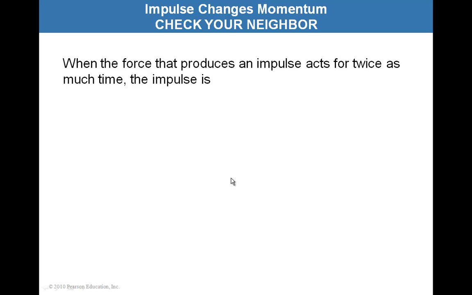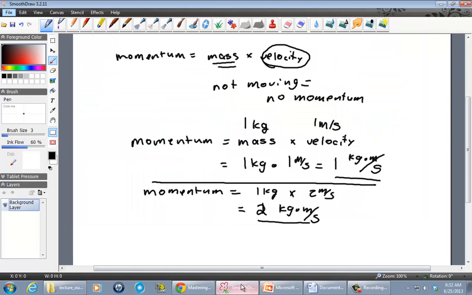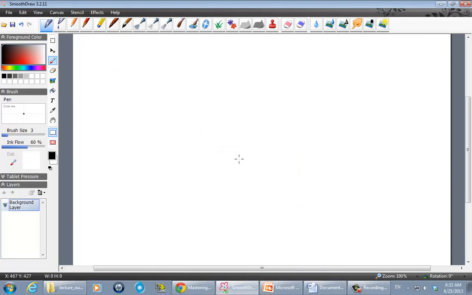Okay, so let's take a look at this. When the force that produces an impulse acts for twice as much time, the impulse is not changed, doubled, quadrupled, or halved. Okay, so let's look at our formula. Here we're going to be talking about impulse. Let's remind ourselves of what the formula for impulse is. Impulse equals force times time. Now the thing to remember is what that also equals is change in momentum.